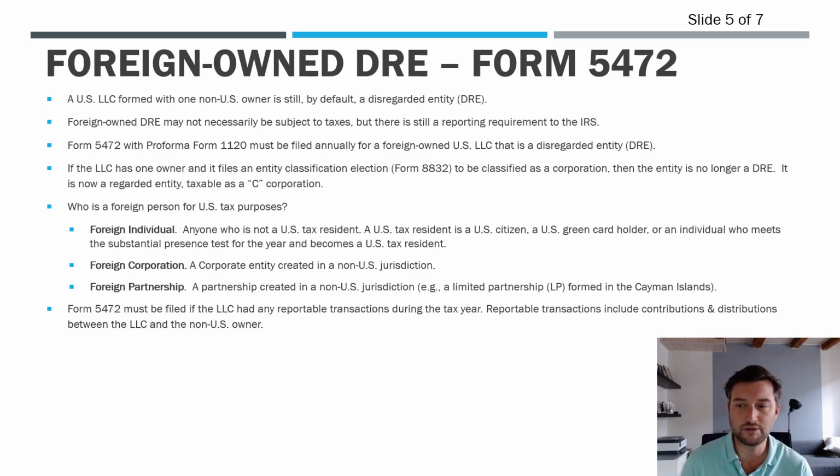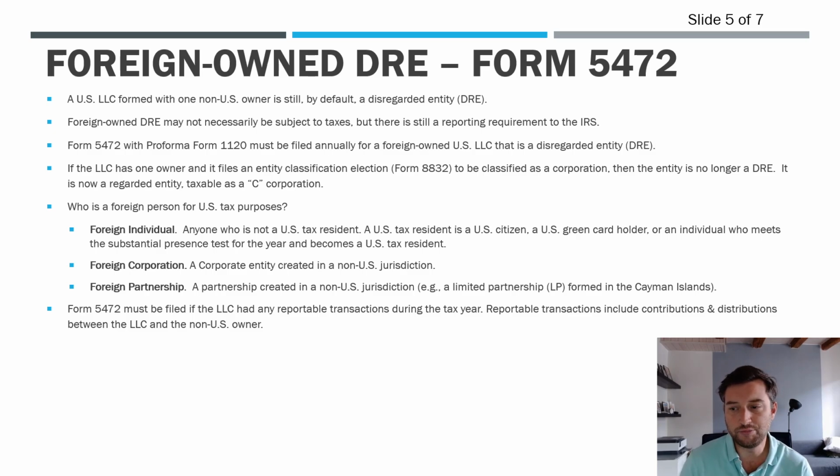So if you're somebody who is not falling within one of those three categories, you're considered a foreign individual, and you would meet this standard for a foreign-owned disregarded entity. The other items that come in there are certainly foreign corporations and foreign partnerships. So partnership, for example, if you had a limited partnership formed in the Cayman Islands, that's a non-U.S. limited partnership, so it's a foreign partnership.